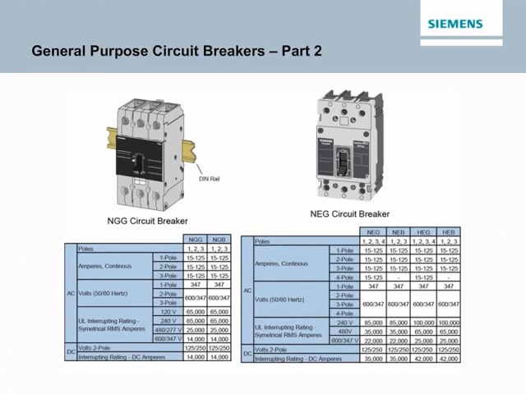Interrupting ratings for NGG and NGB circuit breakers depend upon the applied voltage, but most notably, these breakers have a 65 kA interrupting rating at 240 volts. Additionally, although NGB breakers carry a 25 kA interrupting rating at 480/277 volts, they're applied in Siemens panel boards and switchboards at 22 kA rated for single pole and 18 kA rated for 2 and 3 poles.